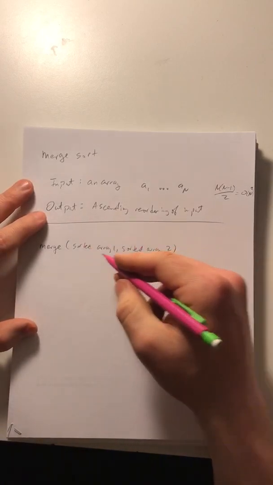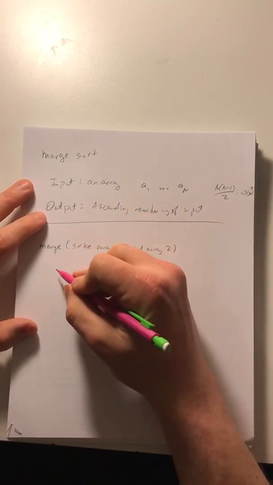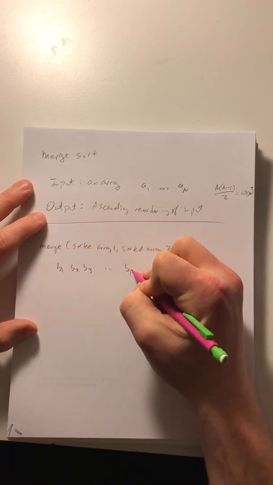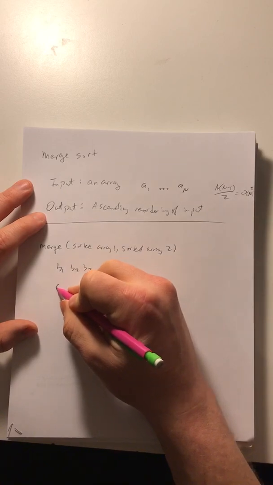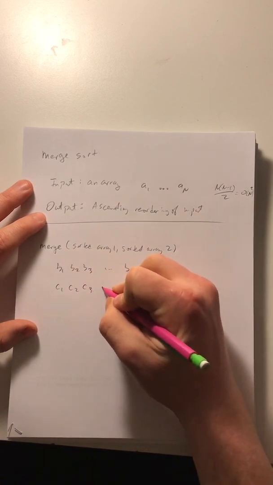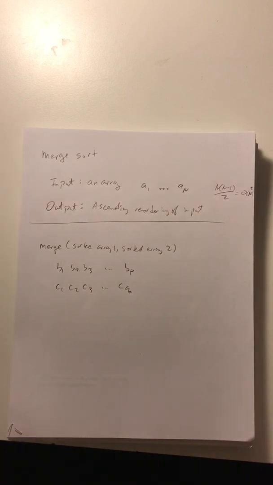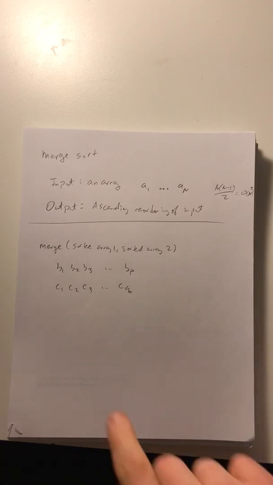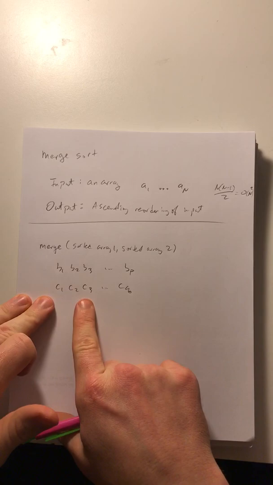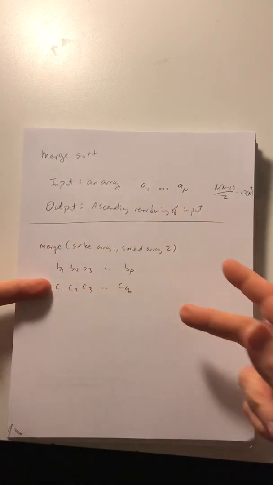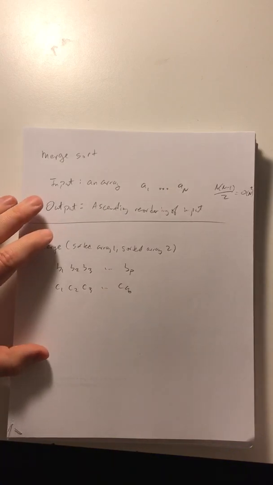What I'm going to do is assume I have two sorted arrays, right? So I have B1, B2, B3, up to BP, and then C1, C2, C3, up to CQ. P and Q could be different. And I'm assuming these are my input arrays, and I'm assuming they're already sorted. So B1 is less than or equal to B2 is less than or equal to B3, and C1 is less than or equal to C2 is less than or equal to C3. I don't know anything about how the B's relate to the C's, but I know that the B's are already in ascending order and the C's are already in ascending order.